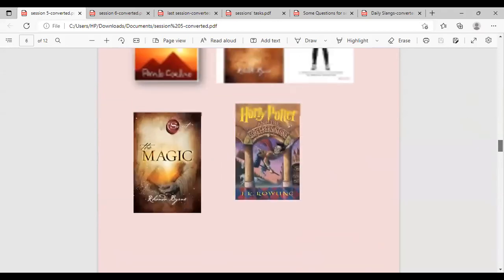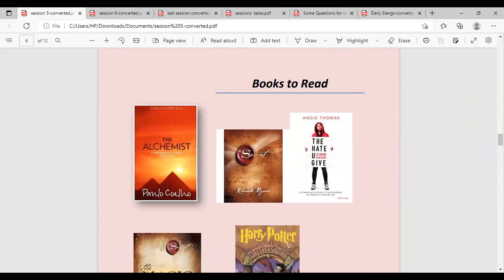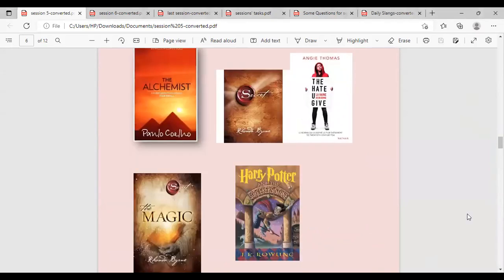Okay. So here are some books. The first one is Alchemist. The second one is Secret. It doesn't mean that you have to select out of these books only. No, you can select any book of your choice. It depends on you which book you want to select.